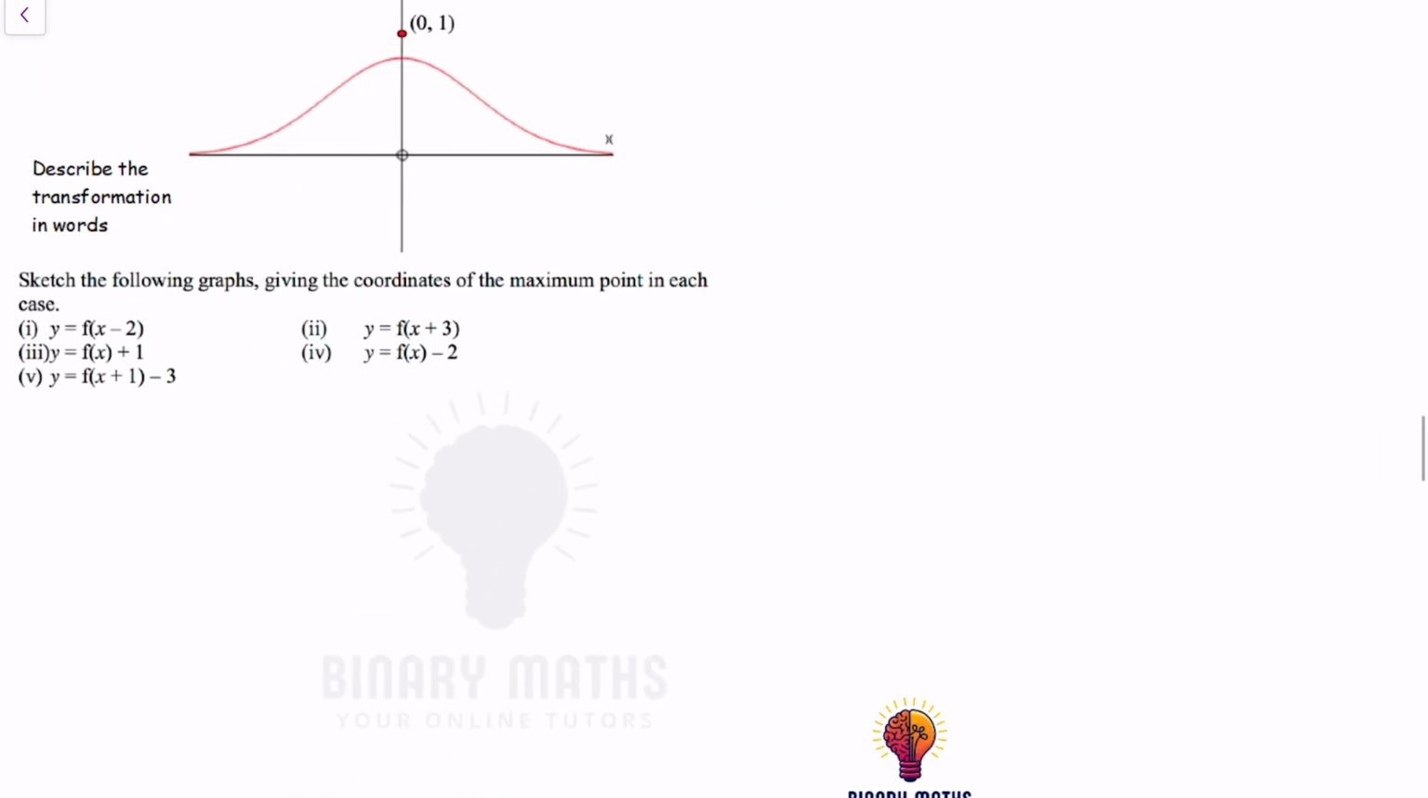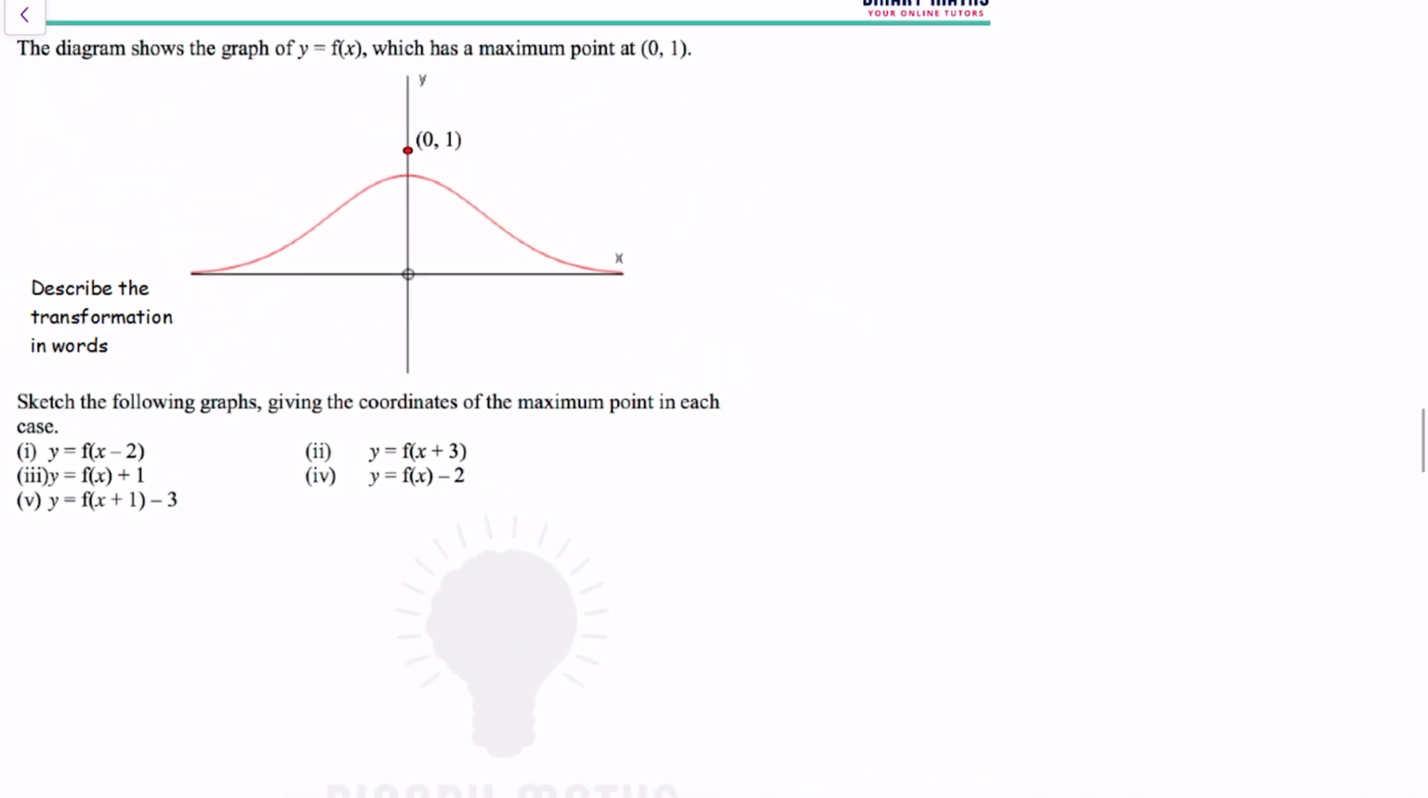Okay, the diagram shows the graph y is equal to f of x, which has a maximum point at 0, 1. Okay, let's call that 0, 1, yeah? Describe the transformation in words. Sketch the following graphs, giving the coordinate of the maximum point in each case. Okay, so 1 is f of x minus 2, the x being affected. So this is a translation by, because the x is being affected, it's the opposite constant. So it's going to be 2, 0.